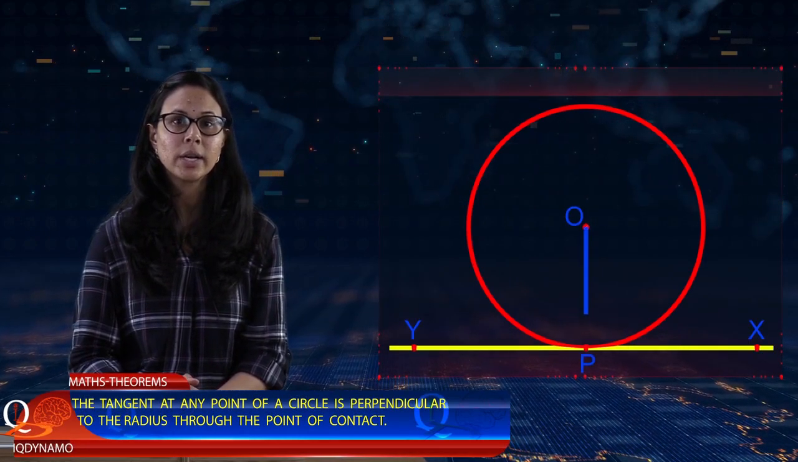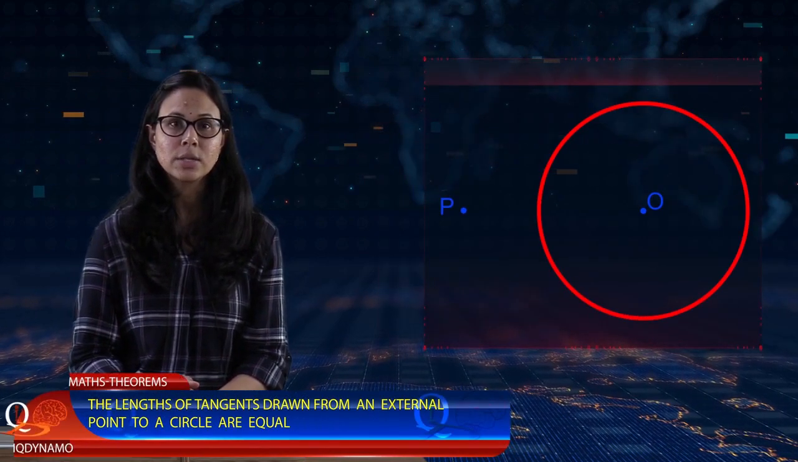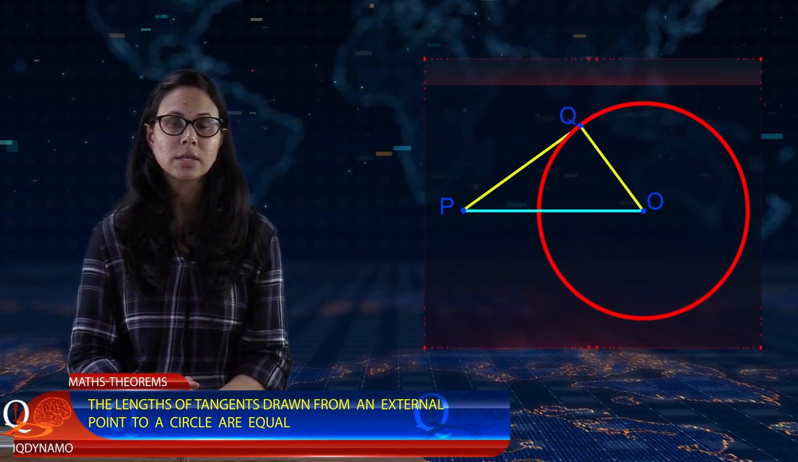The tangent at any point of a circle is perpendicular to the radius through the point of contact. The lengths of tangents drawn from an external point to a circle are equal.